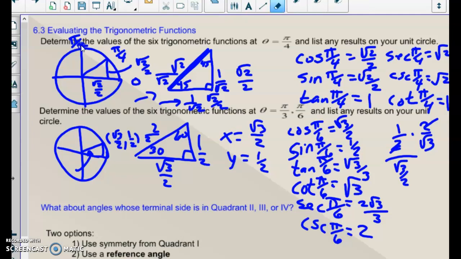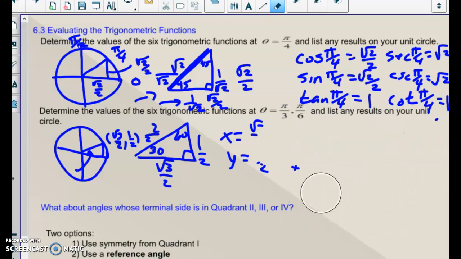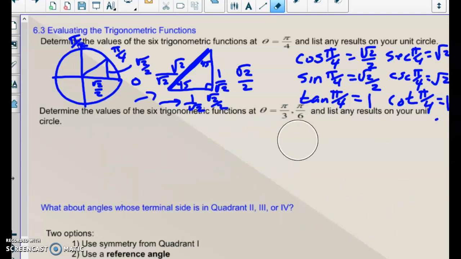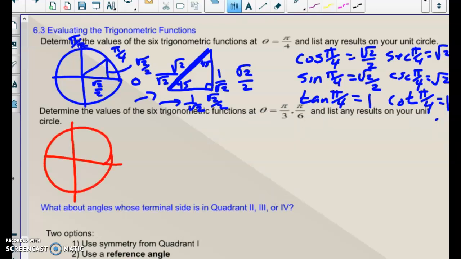I'm going to erase it and do the same thing with pi over 3, because I ran out of room. And so we're going to start over. We know pi over 3 is a 60-degree angle, which leaves 30 there. So it's the same 30, 60, 90 right triangle that we talked about before, except it's in a different position. And we know this is 1, this is 2, this is square root of 3 divided by 2 because it's on a unit circle. And I get different values.